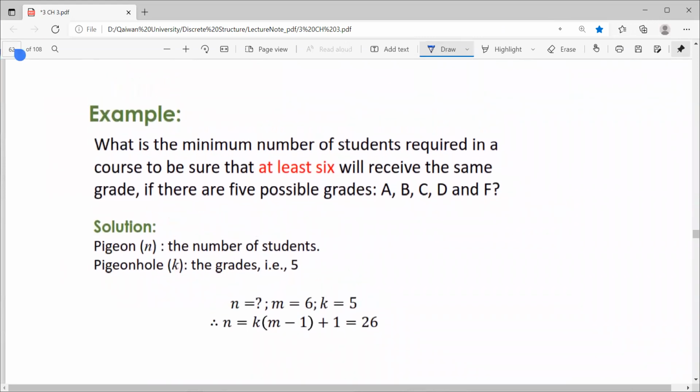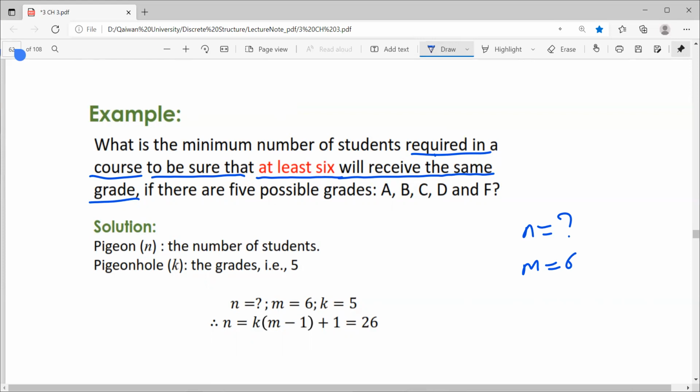Here we have an example. It says, what's the minimum number of students required in a course? That means here we should find the number of students. That means n equals what? To be sure that at least 6 students will receive the same grade. That means here m equals 6, because it says 6 of the students have the same grade.